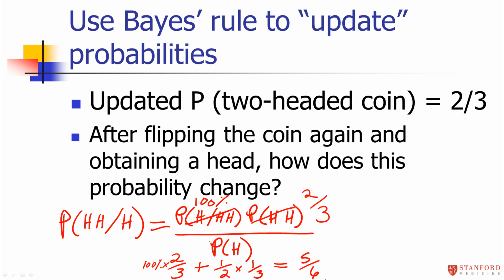So we can then do out the math here, and we end up with a 4/5 chance that we have the two-headed coin. So we've updated our probability. Now there's no longer a 2/3 chance that we have the two-headed coin. Now it's a 4/5 chance that we have the two-headed coin. And you could keep going with this and keep applying Bayes' rule. So again, this is the idea of Bayes' rule as updating prior probabilities.